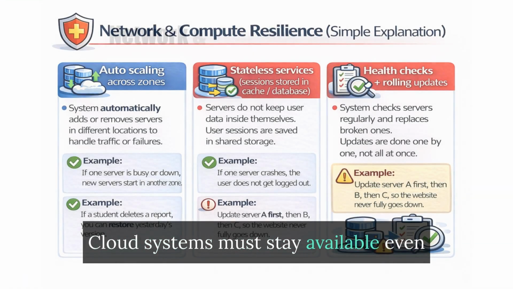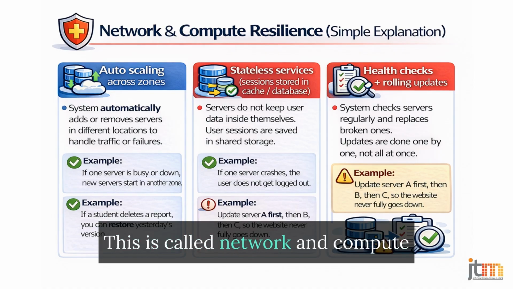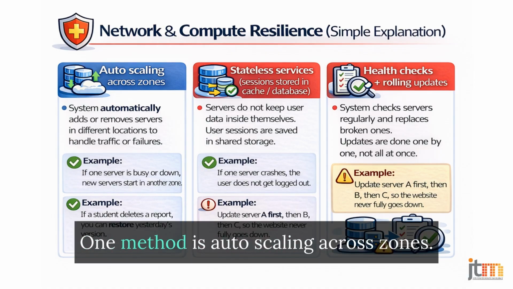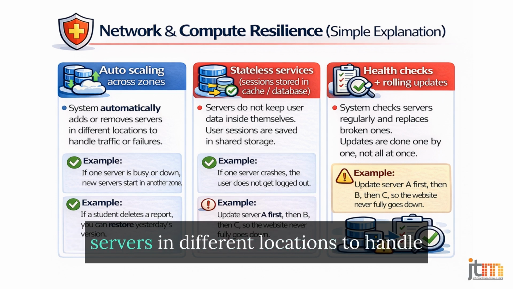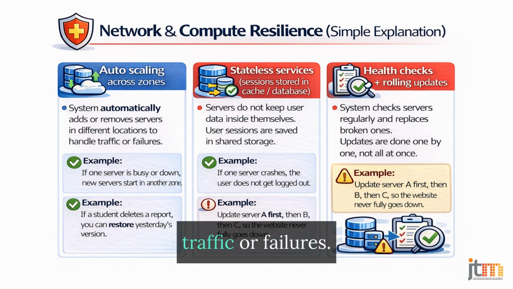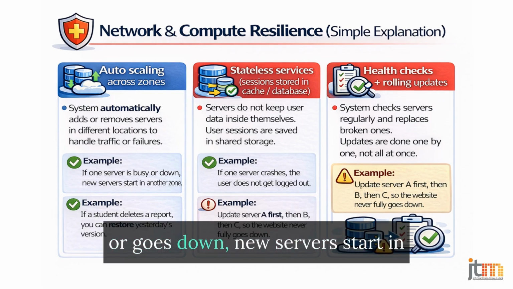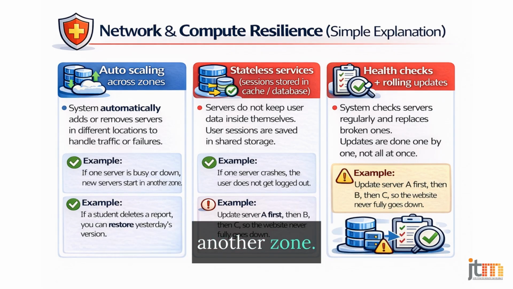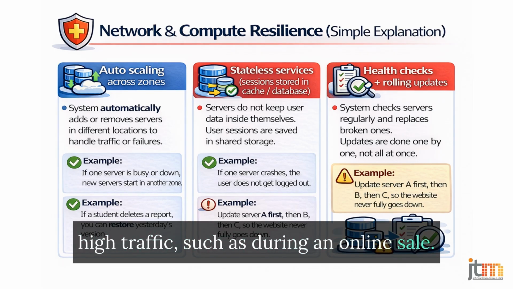Cloud systems must stay available even when traffic increases or a server fails. This is called network and compute resilience. One method is auto-scaling across zones. The system automatically adds or removes servers in different locations to handle traffic or failures. For example, if one server becomes busy or goes down, new servers start in another zone. This helps websites stay online during high traffic, such as during an online sale.